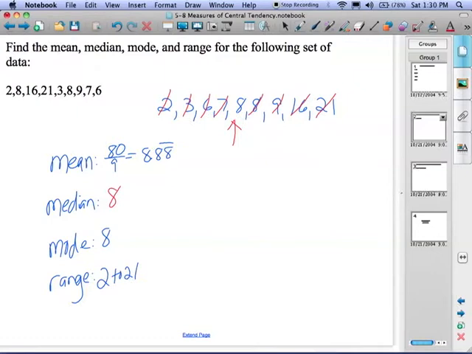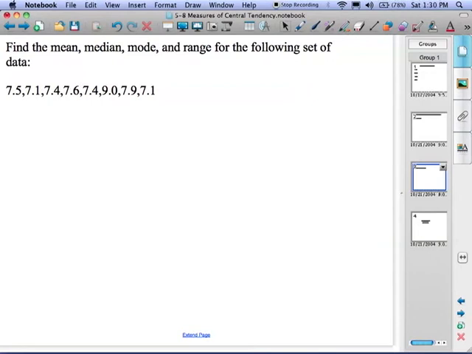Mean, median, mode, range for the following set of data. Decimals. 7.5, 7.1, 7.4, 7.6, 7.4, 9.0, 7.9, 7.1. So we need to rewrite this list in order from least to greatest. 7.1, 7.1, 7.4, 7.4, 7.5, 7.6, 7.9, and 9.0.